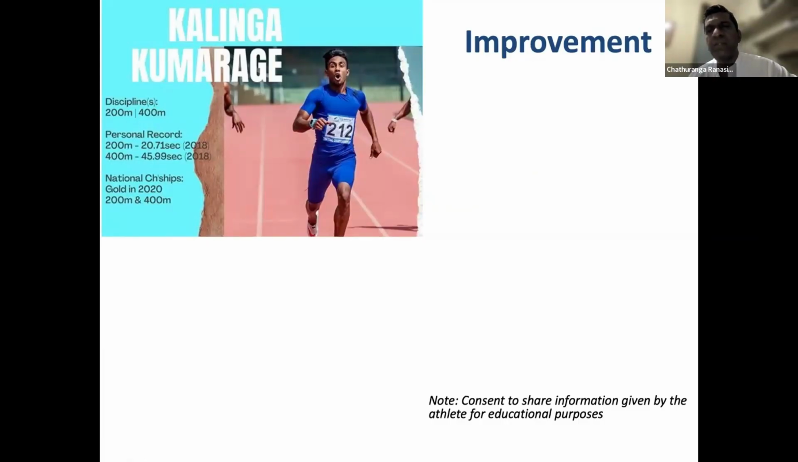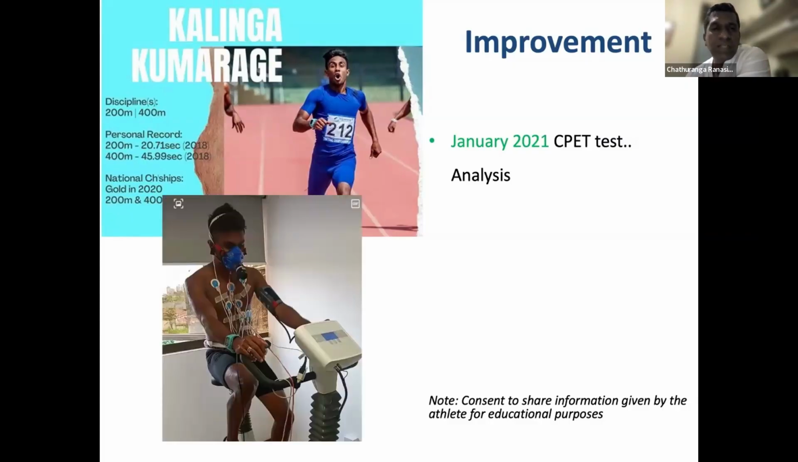So we tested him in 2021 with cardiopulmonary exercise testing, and we identified that his lactic acid buildup happens pretty early. That is because he has a lot of white fibers, and he's a very explosive runner, so he builds up acid faster. So we tested him, and there were changes done to his training.